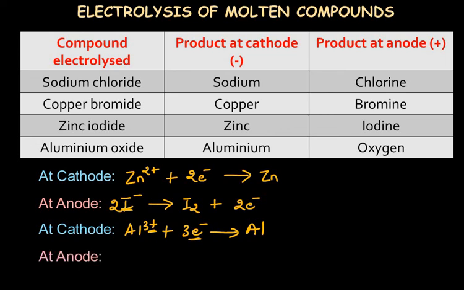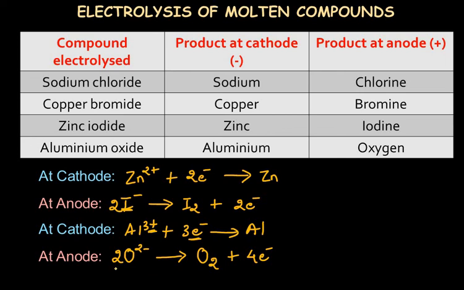So at anode, what is being formed is the oxygen. So if oxygen is being formed, then the oxide ion, which is 2 minus charge, that is going to get discharged and form the oxygen molecule. So again, if we balance it, we require 2 here. Now here, one oxide ion loses 2 electrons. So if 2 oxide ions are being used, a total of 4 electrons are being lost.